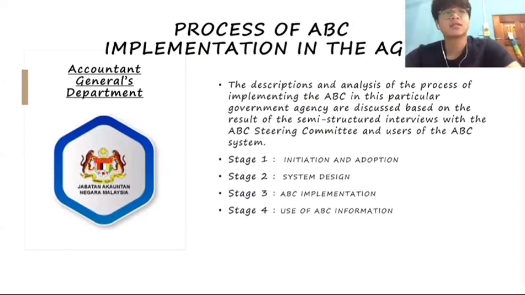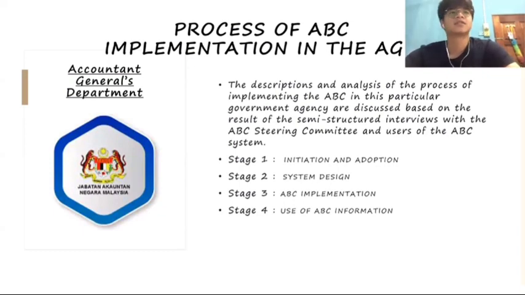Next, the second stage is system design. At this stage, the ABC steering committee was tasked with supplying all the important information related to the organization's operation for the purpose of ABC system development. This involved, among other things, identifying the activities, cost drivers, and units of measurement, as well as establishing the output structure. This was crucial as the AGD is one of the biggest Malaysian government agencies, and it performs many different types of service and also activities.